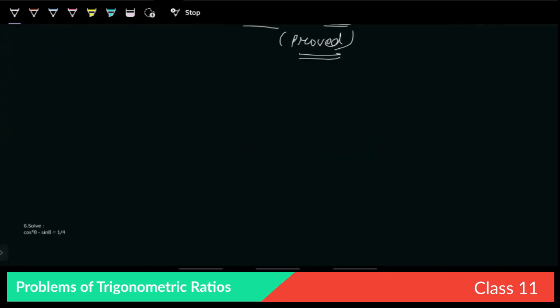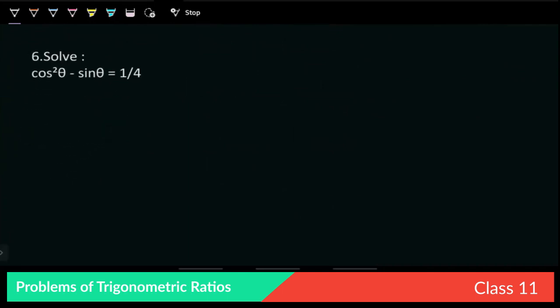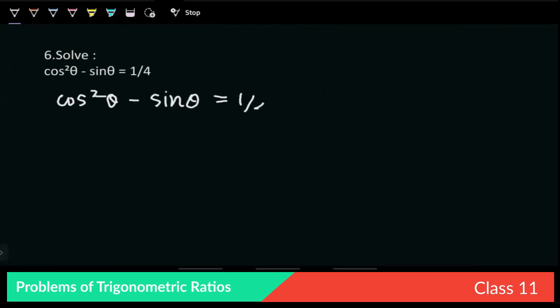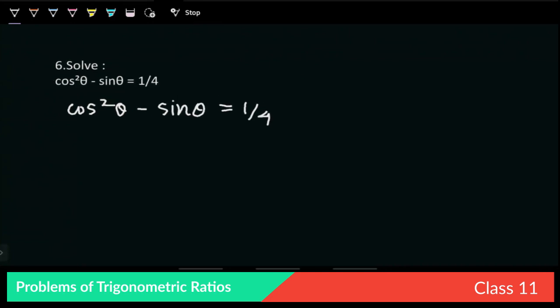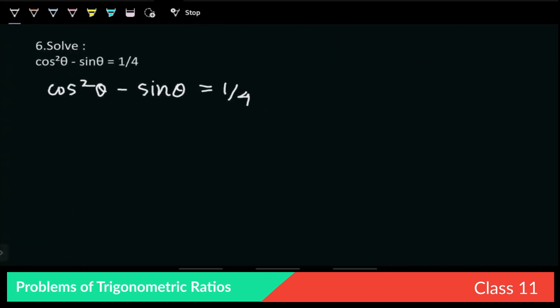Now we come to our last sum of today's class, that is the sixth sum, which is a solve. We have to find the value of theta. It is given in the sixth question that cos square theta minus sine theta equals 1 by 4. So we will write the sum first. From this we have to find the value of theta.